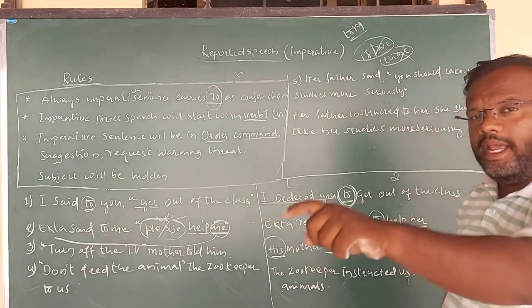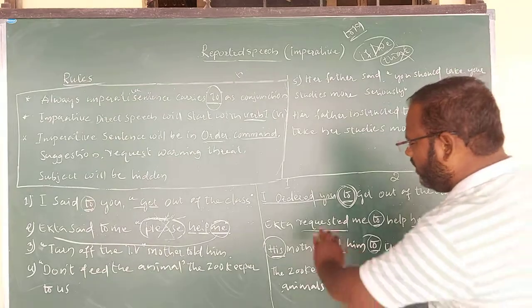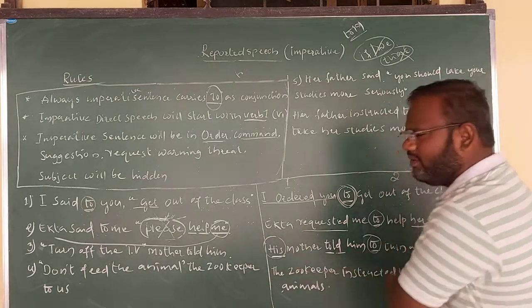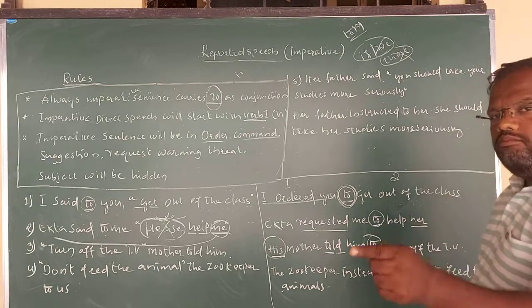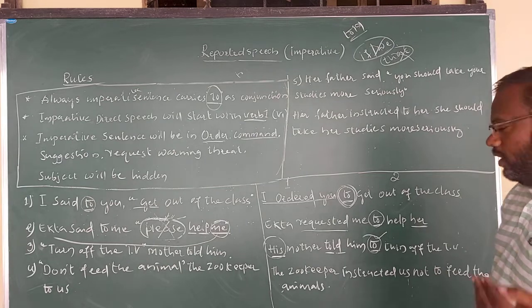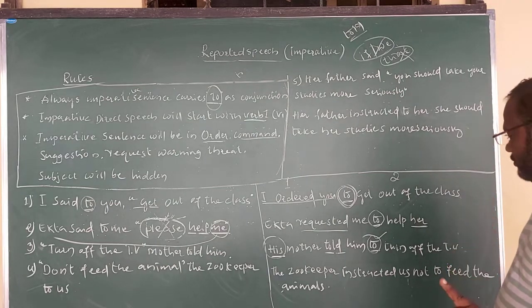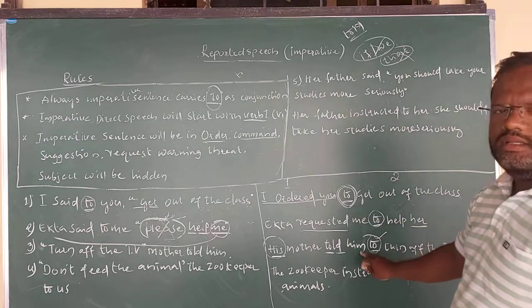Mother told him. We can use "his mother" or "her mother", or you may not use "his" or "her" directly, you can just say "mother" also. His mother told him to. This is important for us: "to" as a conjunction. His mother told him to turn off the TV. Hope you are understanding the things.